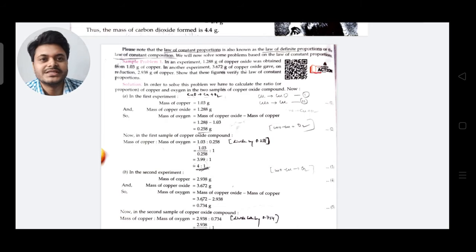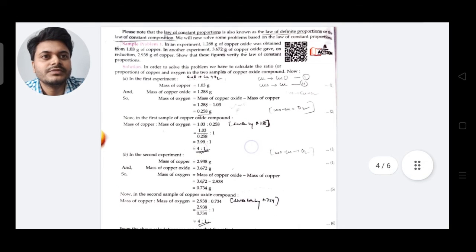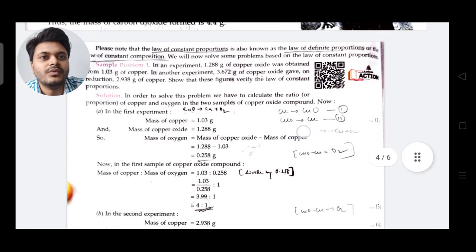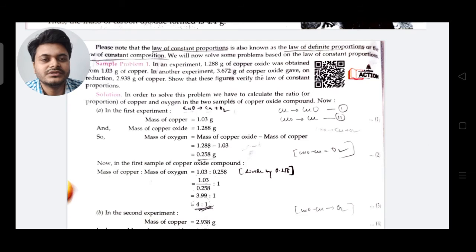So let's start with the next sample problem. You can see, in an experiment, 1.288 gram of copper oxide was obtained from 1.03 gram of copper. In another experiment, 3.672 gram of copper oxide gave on reduction 2.938 gram of copper. Show that this data verifies the law of constant proportion.